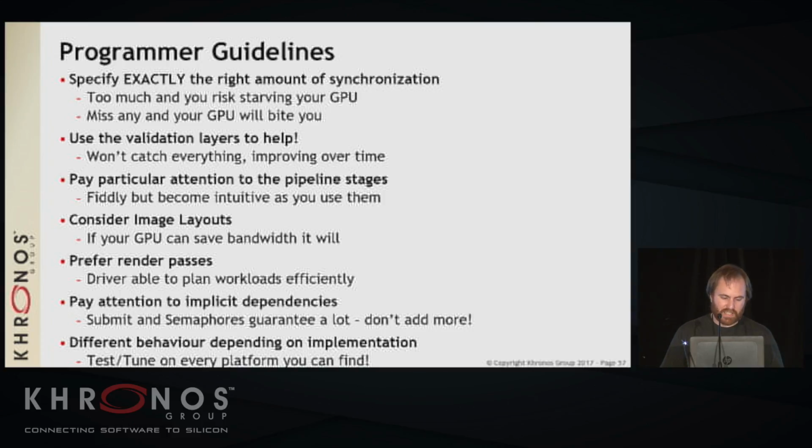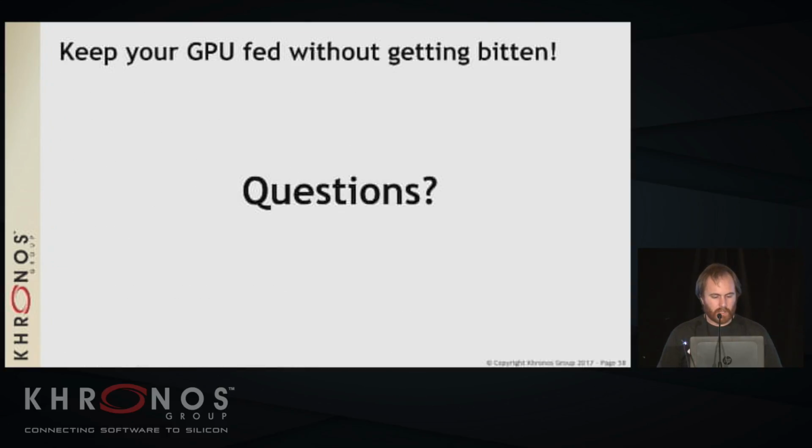And unfortunately, at least in lieu of the validation layers being perfect, you will get some different behavior depending on implementation. That sort of problem of not seeing any errors I talked about before. You might find that whatever your development platform is, oh, look, it all works great, but then you push it to some other platform and suddenly everything blows up in your face. So it's useful to test and tune, but that's always been true of graphics programming anyway. In summary, keep your GPU fed without getting bitten. Does anyone have any questions?